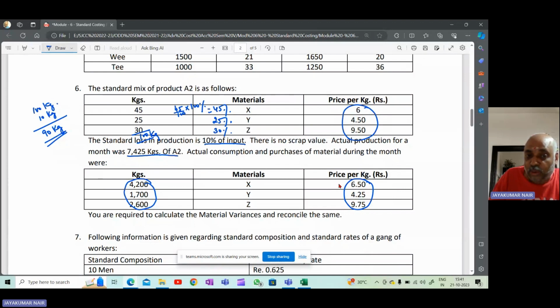It is 45 out of 100. 45 out of 100 means it's 45%. 25 out of 100 means 25%. 30 out of 100 means 30%. So this is the standard mix.